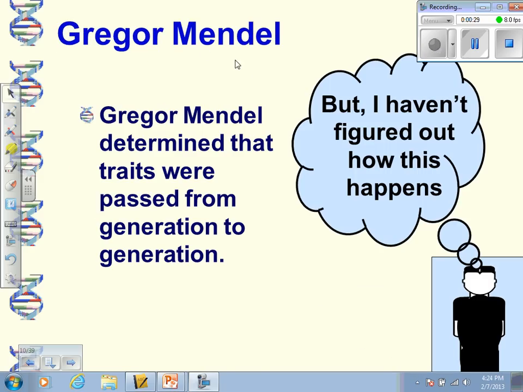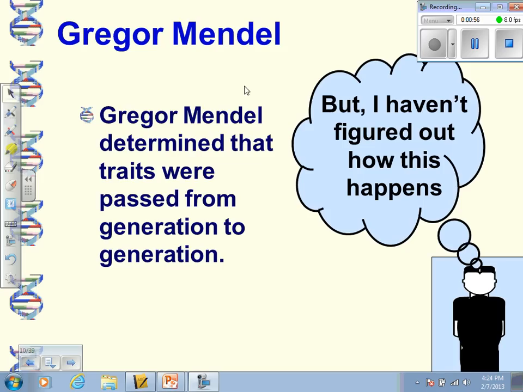Now remember, we studied Gregor Mendel. Gregor Mendel was the monk who in the 1800s discovered that traits were passed on from generation to generation. He did that by studying pea plants, crossing two plants with two different traits, and recording the outcome.